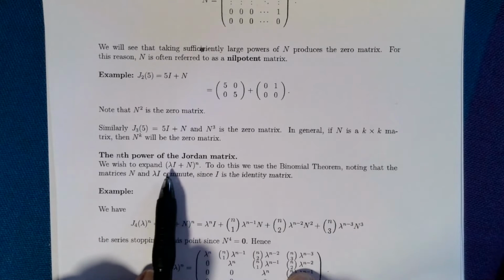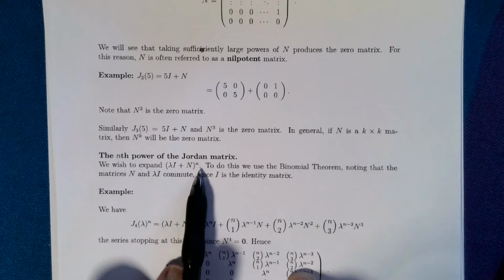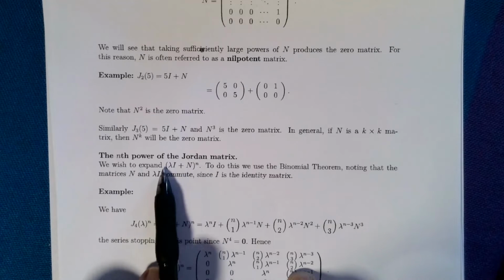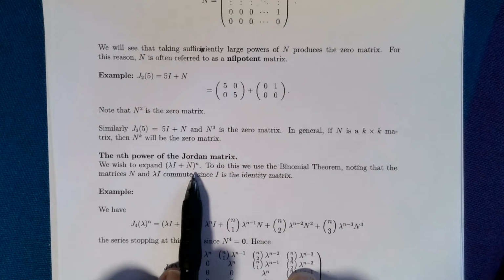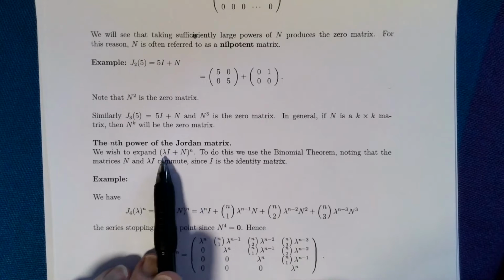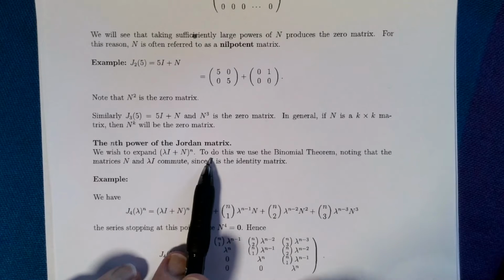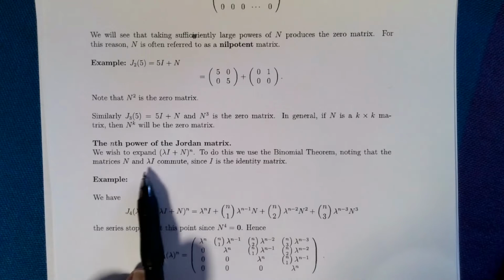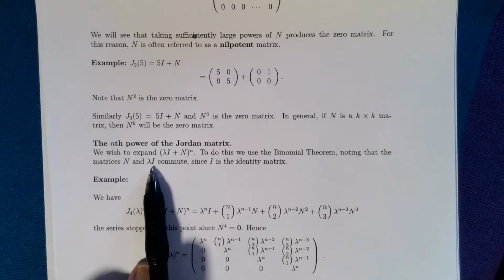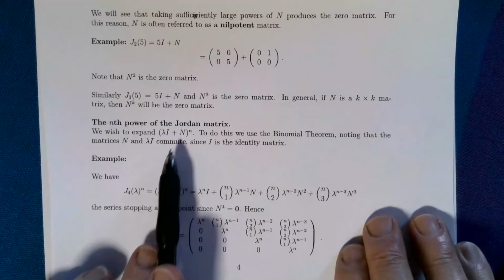So to do that, we're going to write our Jordan matrix as lambda I plus N, and then raise that to the power n, and clearly this invites us to use the binomial theorem to do this. We've got to be very careful because we need the matrices in here to commute with each other to make the expansion simple, but of course lambda I is just a multiple of the identity matrix, which commutes with everything. So N and lambda I commute with each other, and so we can just expand this out in the usual way using the binomial theorem.